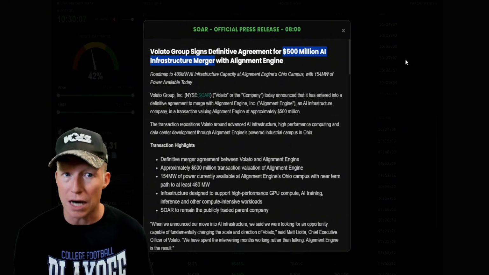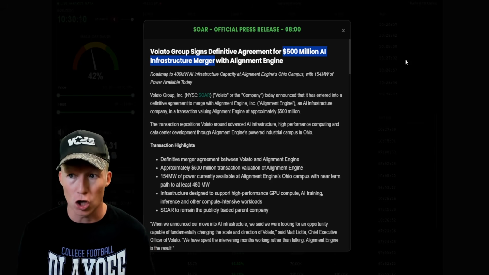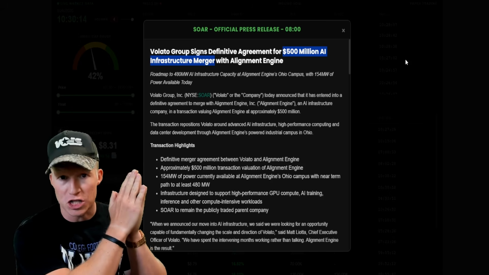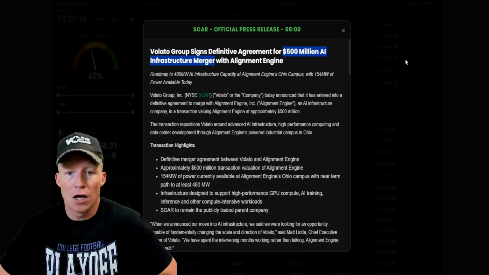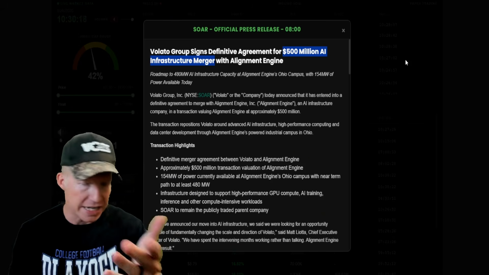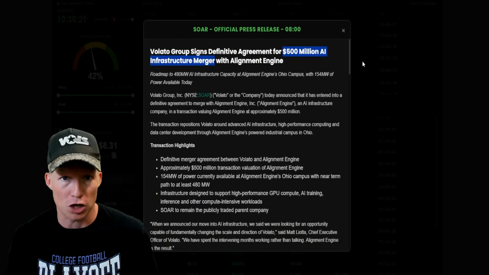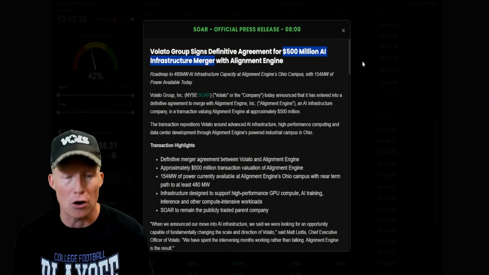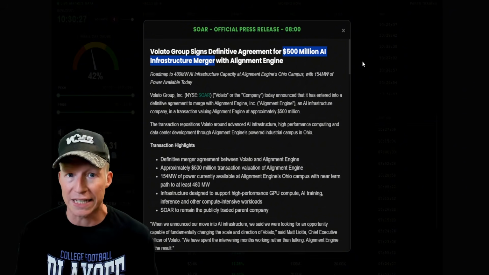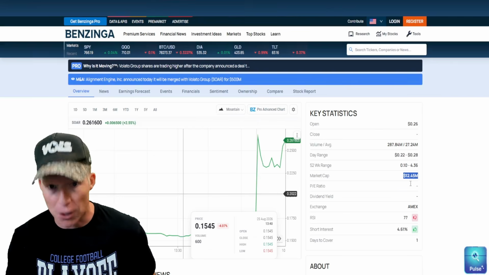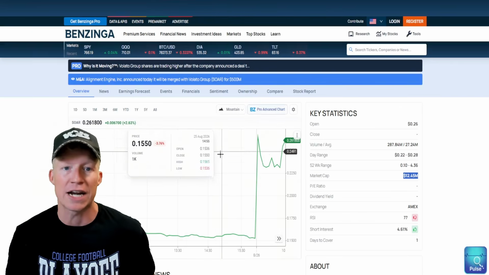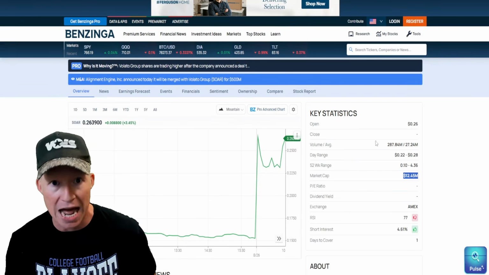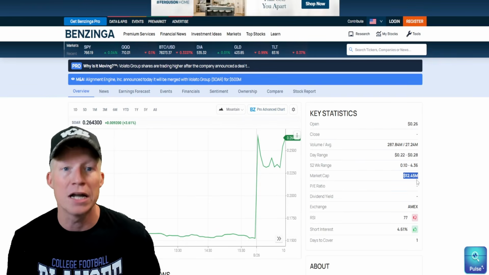The smaller the company is, the larger the reaction is going to be to large dollar signs like this. If it was a $100 billion company getting a $500 million AI infrastructure merger, the stock might go up 1%. No one would really care. Numbers like this are all relative, and that matters. It's very important in this type of news trading to understand the impact that the number has according to the current valuation of the company.